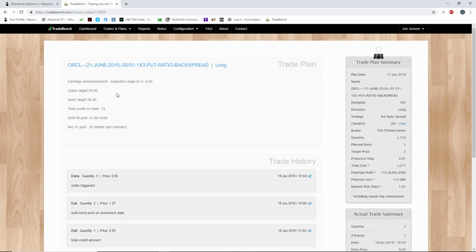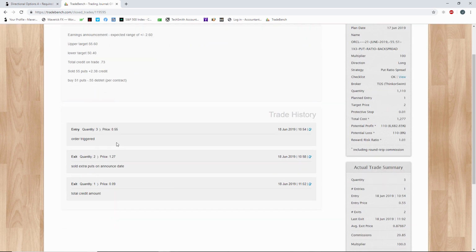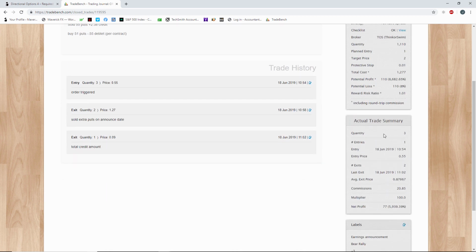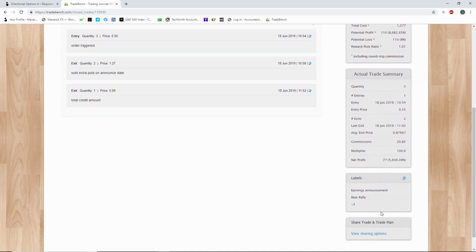See, I built it as a new trading plan, and then thankfully it was there, so I was able just to submit this as an order. And you can see what we did. It order triggered, and this is the price. This is where we got out of those puts, and then this is where we got out of the credit and everything. Actual trade summary, this is what happened. Total gain is 77 bucks. Not bad. Small, but not bad.